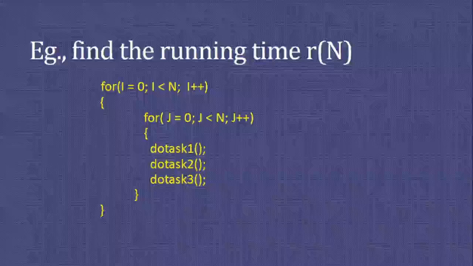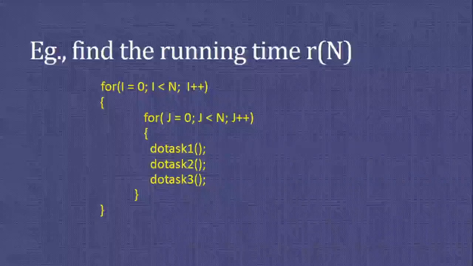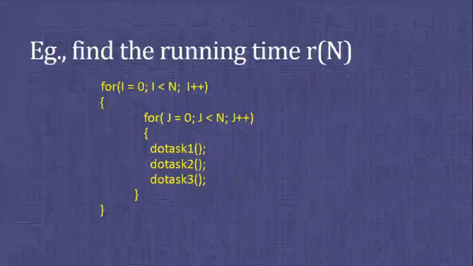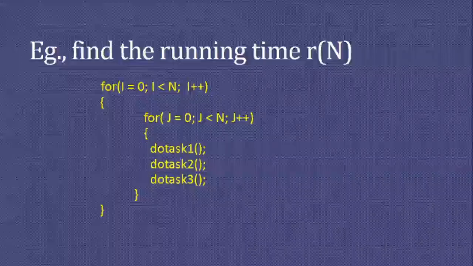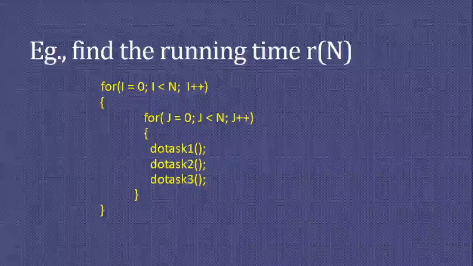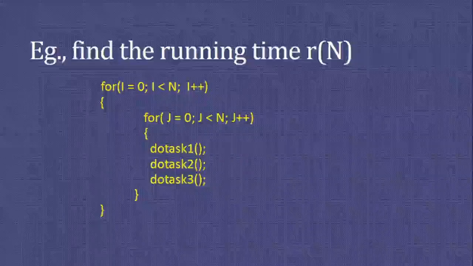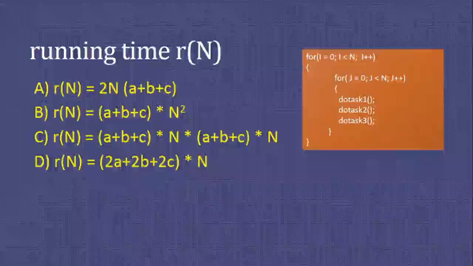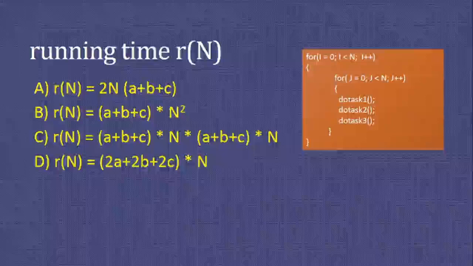So what will be the running time of this nested for loop? Previously we have analyzed only a single for loop, which will be the case for the j loop. We know that for the j loop the running time depends on n. So suppose we have one more outer for loop, what will be the running time of this nested for loop? So let us see whether the running time is 2n into a plus b plus c.